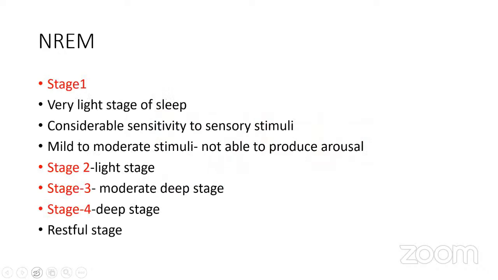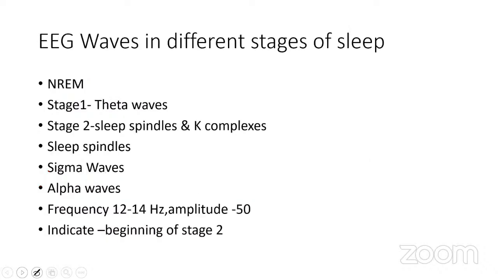The features of NREM 1: it is a very light stage, and here you get theta waves. Stage 2 is also a light stage. Stages 3 and 4 are moderate to deep stages. So, which are the EEG waves in different stages of sleep? In stage 1, this is the answer to our question: theta waves are seen in NREM stage 1. And stage 2 is important.